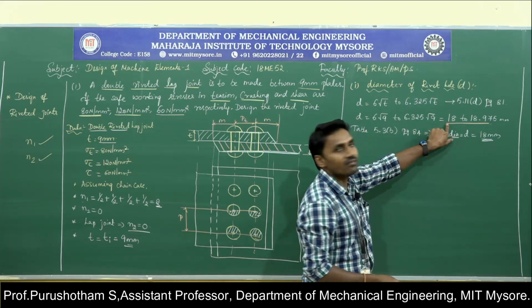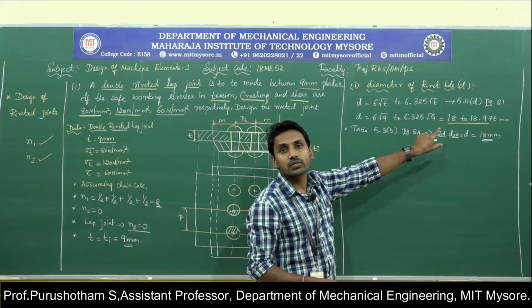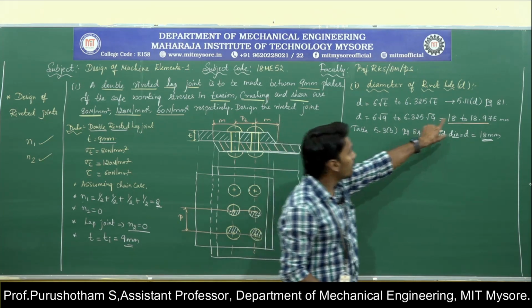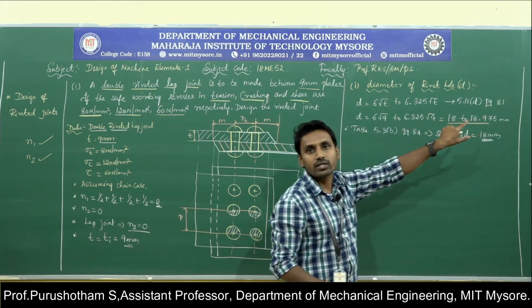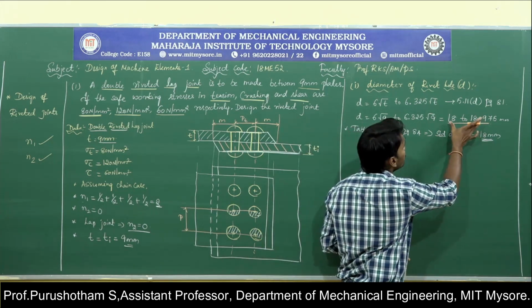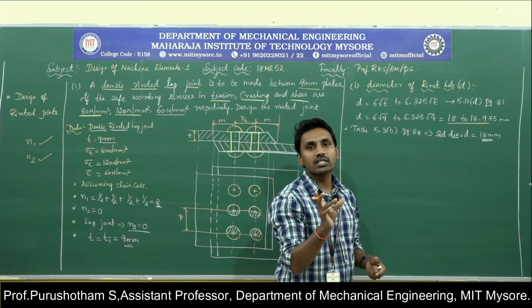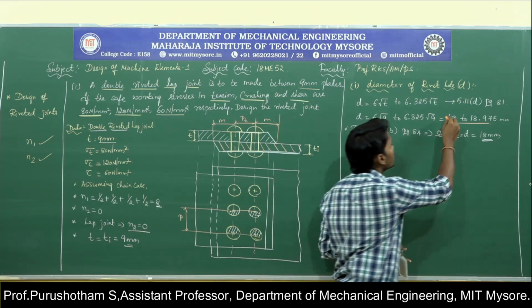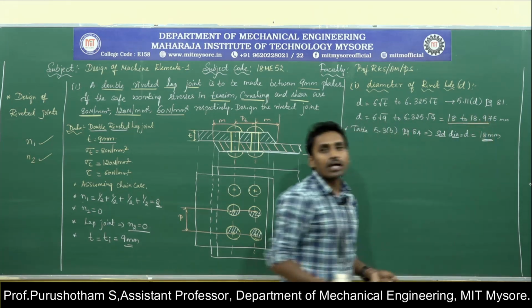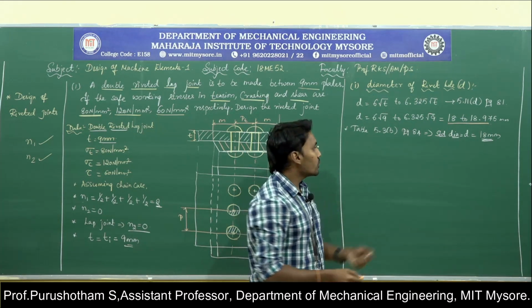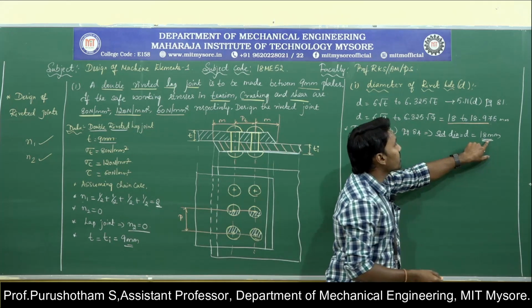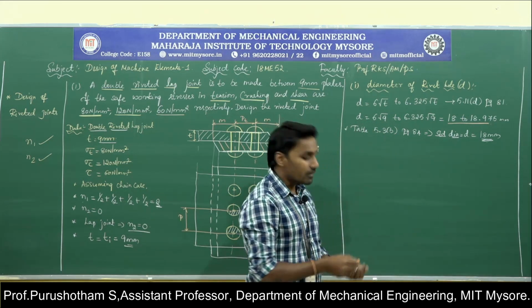If it is 17.9, that is not acceptable. If it is 19, that is also not acceptable. So the range should be 18 to 18.975. That means we need to choose a standard diameter value that lies between these two values. So from this we get the diameter of rivet hole is 18 millimeter.